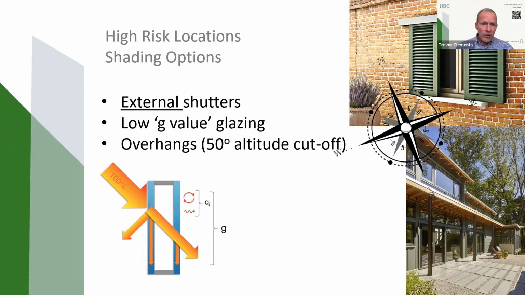And finally, you can build or design in overhangs into the building, and an overhang should have a 50-degree altitude cutoff to be regarded as effective to provide shading. So that was for the high-risk locations.